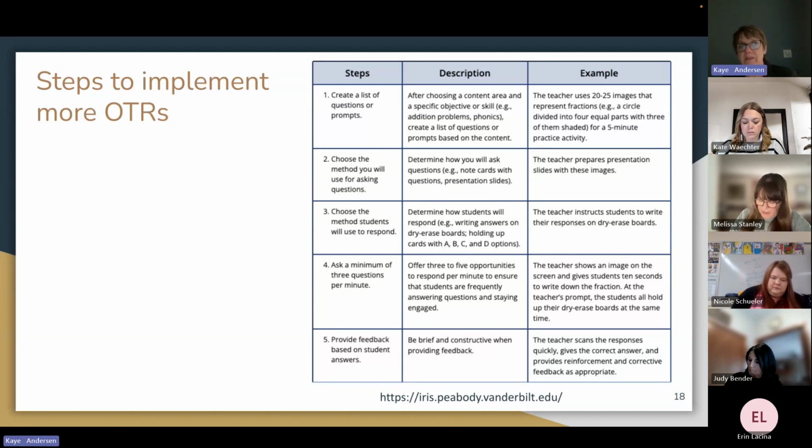So whatever method we use, it should be something that we can scan the responses quickly, give the right answer, and if necessary, give corrective feedback, so that the time that question comes back again a little bit later, the students are going to have a second opportunity to answer it correctly.